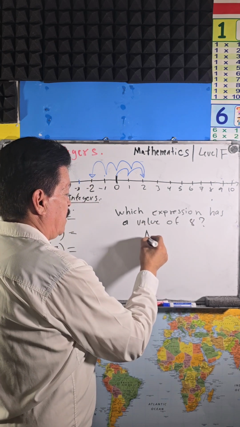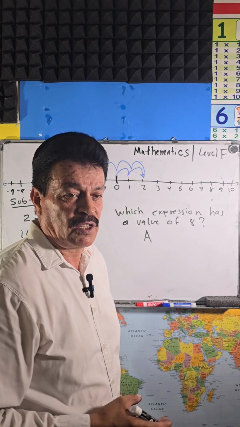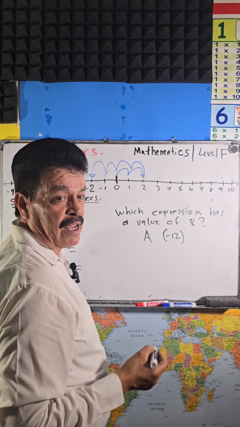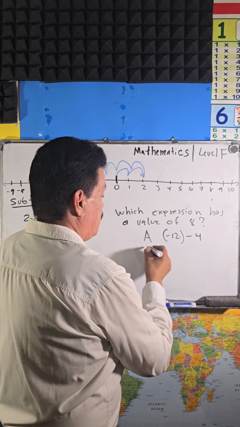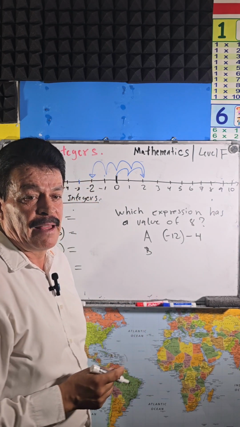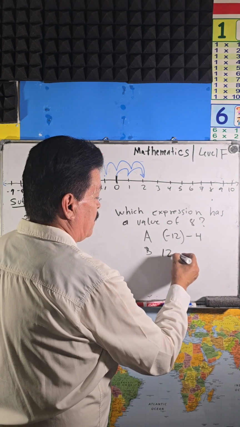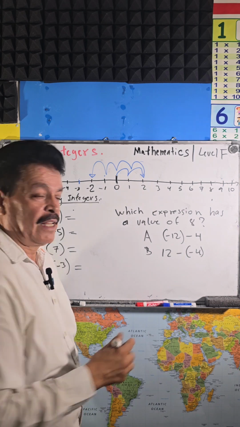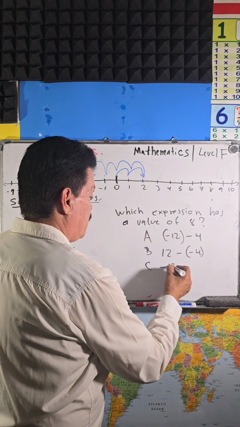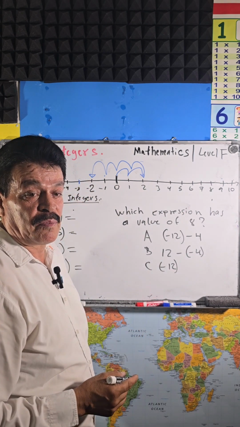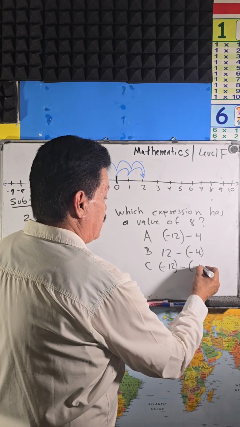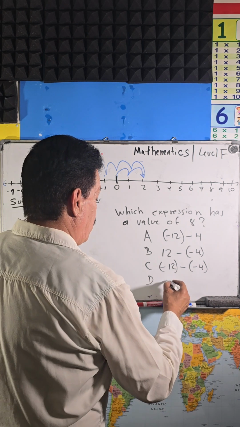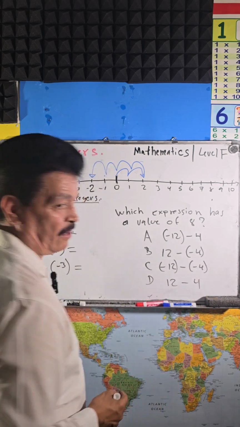So let's write, this is the way they come in your test. We have A, negative 12 minus 4. B, we have 12 and minus 4. And then C, negative 12, see? Negative 12 minus 4 is a different way to write our problems. And D is 12 minus 4. Okay, you have an exercise.